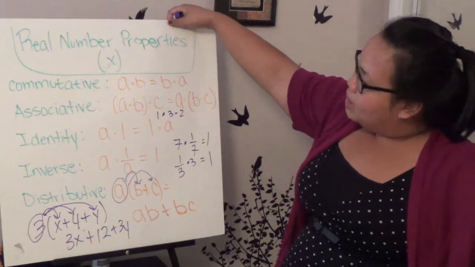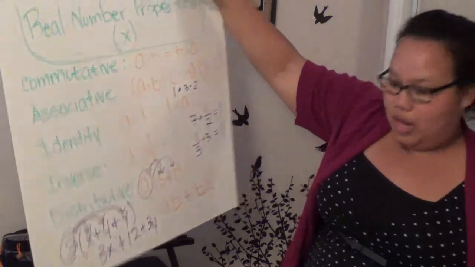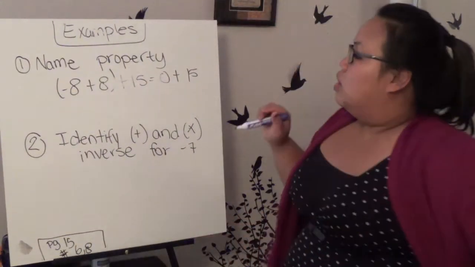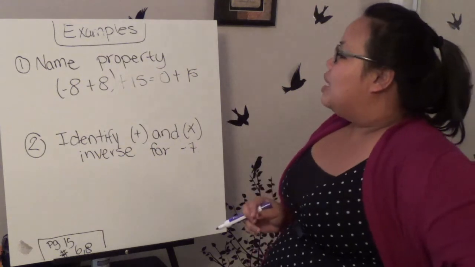Okay, go ahead and pause it and write it down if you haven't done so already. Now we have our examples. This one is basically to help us name the property.